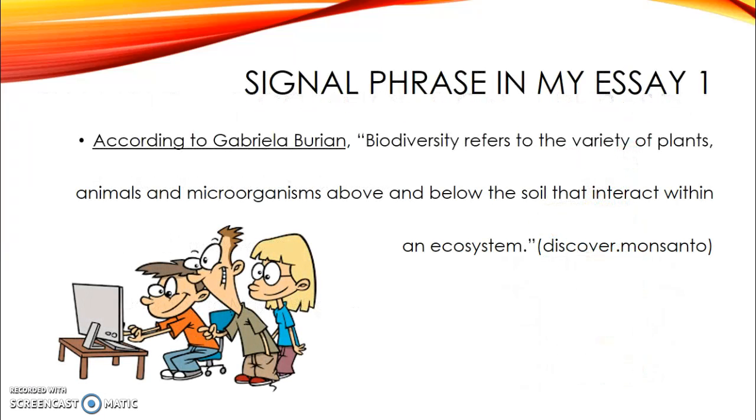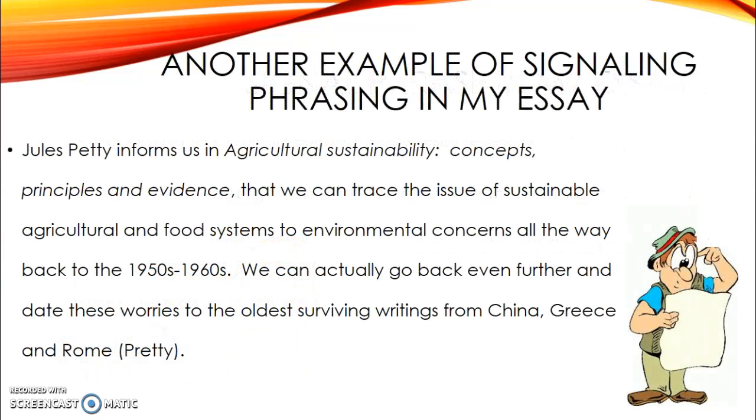The first example of signal phrases in my essay, I have it underlined, according to Gabriela Buran. Now, this is an example of a signal phrase for a quotation. The next one I have is, Jules Petty informs us in this book, Agricultural Sustainability, Concepts, Principles, and Evidence, and then the source. Now, this is a paraphrase of the source, which is another thing that you will have to signal in your writing.